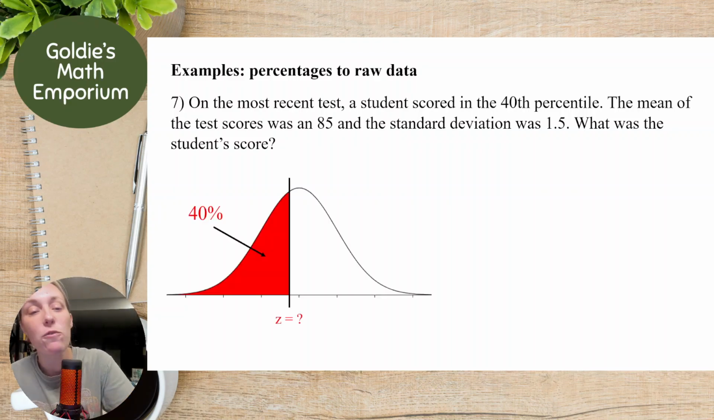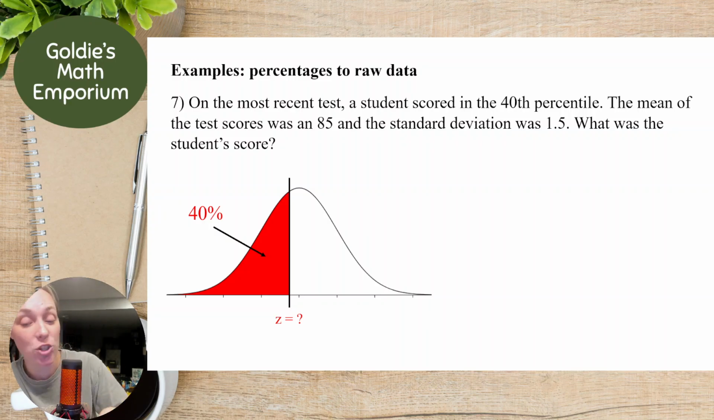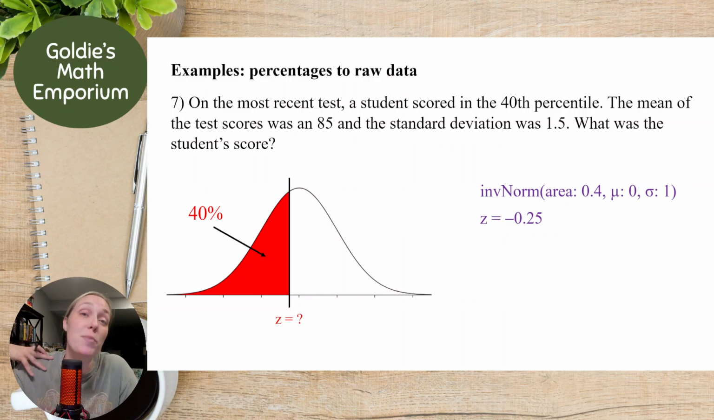So we have to take that 40th percentile and translate that into a z-score. Using our calculator, area to the left is 0.4, standard deviation is 1, mean is 0. Our z-score is negative 0.25. This is also a good time to mention that I don't mind if you use calculator speak in your work, for me personally, because I kind of like it. It shows me your thinking.